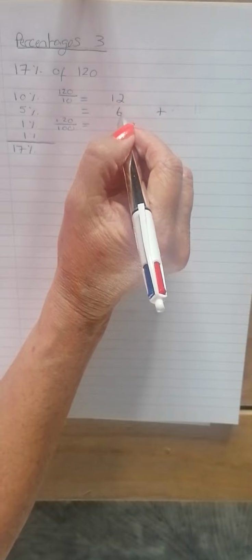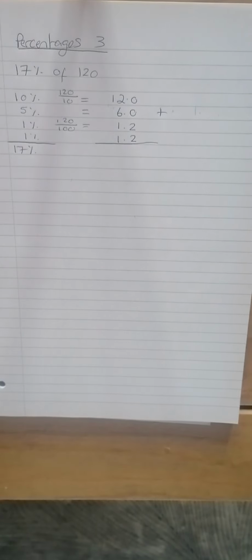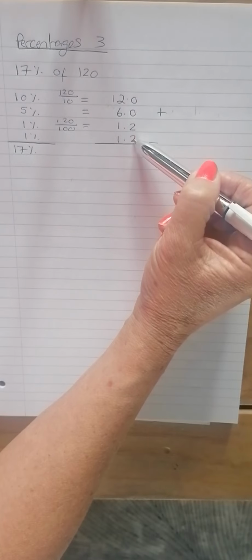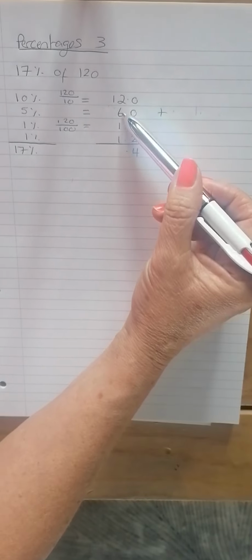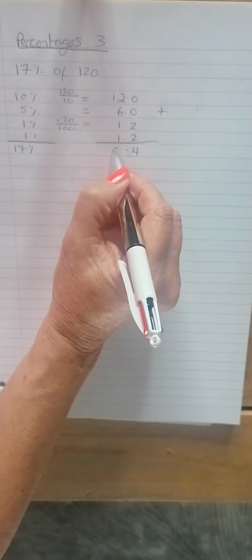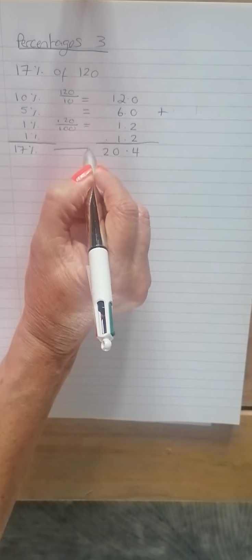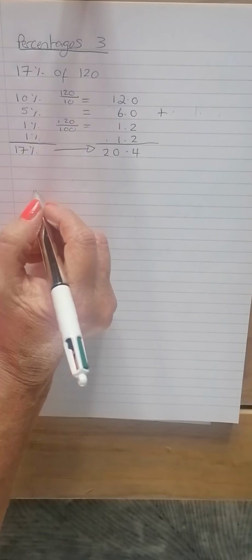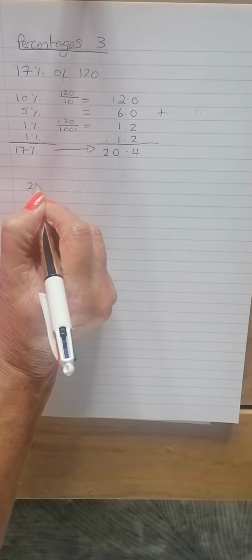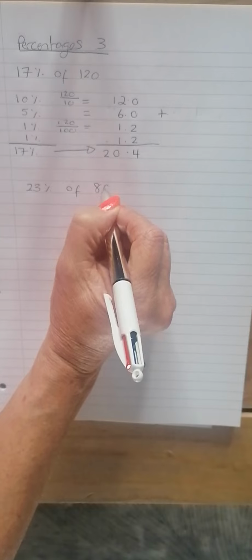So I'm just going to make these uniform so they look the same. I'm not changing the values there. So you're adding up this column. 2 and 2 is 4. Put your decimal point back in. 6, 7, 8, 9, 10. 0 down, carry the 1. 1 and 1 is 2. So 17% is 20.4. So let's do 23% of 80.